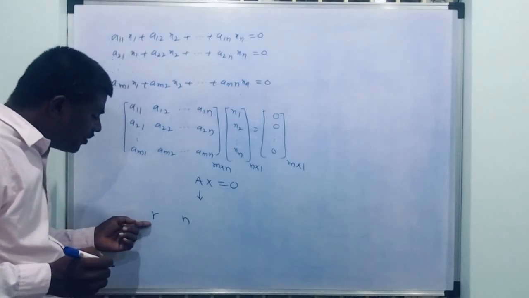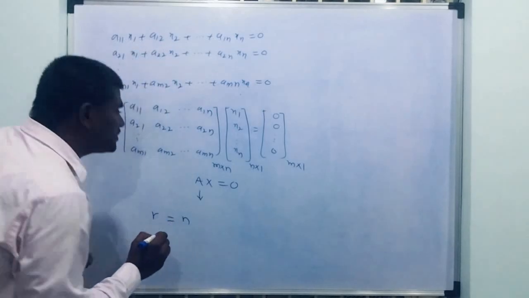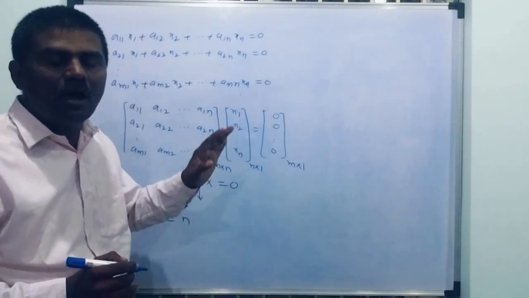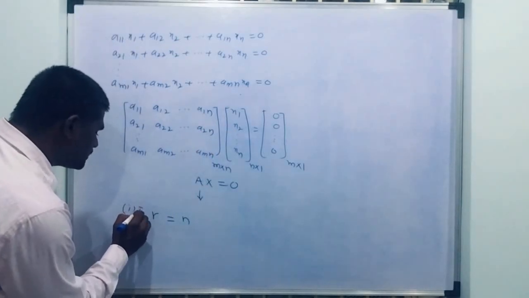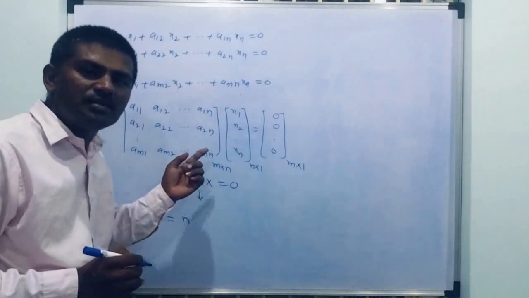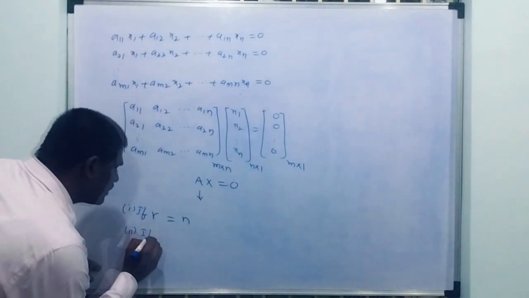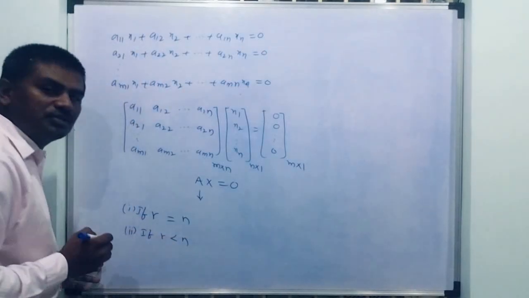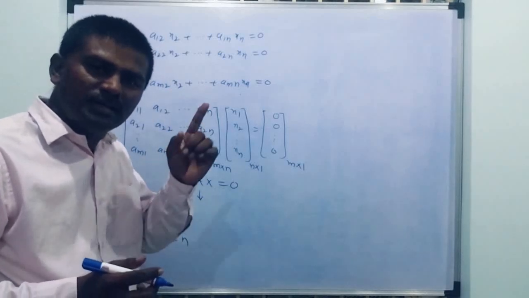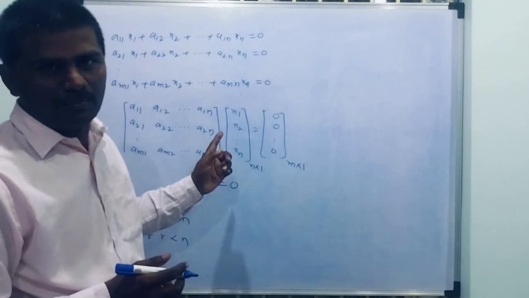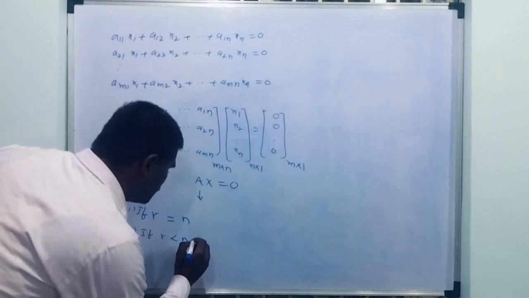If the rank of the matrix is equal to the number of unknowns, then the system has 0 solution or trivial solution. This is the first case. If R is equal to n, the system has 0 solution or trivial solution. If rank is less than the number of unknowns, the system has infinitely many solutions, which you have already discussed in your previous example. So, if R is less than n, the system has an infinite number of solutions.